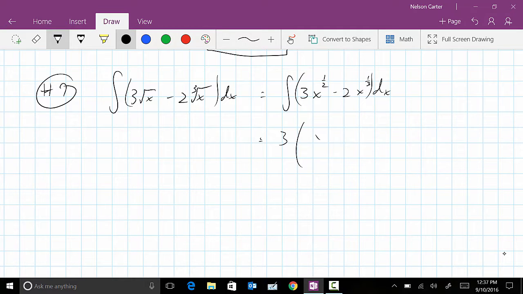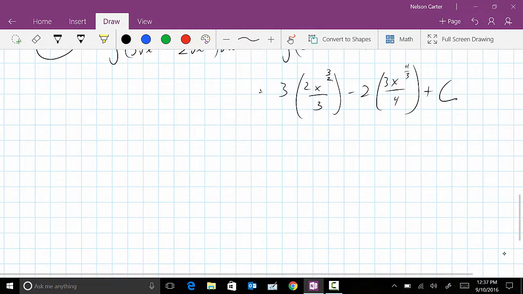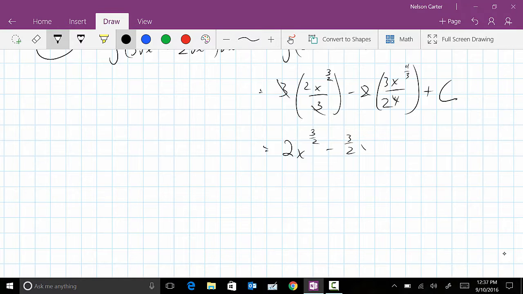So this is 3 times x to the power 3/2 over 3/2 minus 2 times x to the power, and then you're adding 1 here, so this is 4/3 over 4/3, and then plus a constant, and then all you're going to do is do a little simplifying. And so ultimately you're going to get 2x to the power 3/2 minus, I guess we've got 3/2 x to the power 4/3, and then plus c.